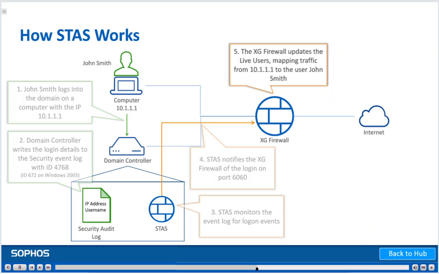This is done on port 6060. The XG Firewall updates the live users, mapping the traffic from 10.1.1.1 to the user John Smith.